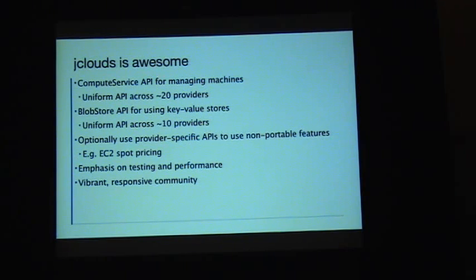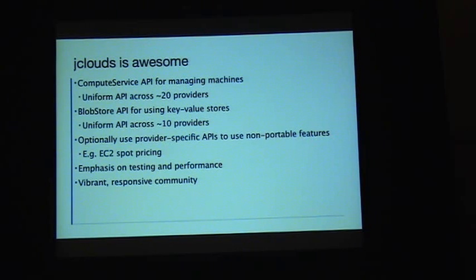It also has a blob store API, which allows you to store data in a key value store, such as S3, which would be a common example for AWS. And again, that's a uniform API. Whirr doesn't use that quite as much, but it's nevertheless still useful.